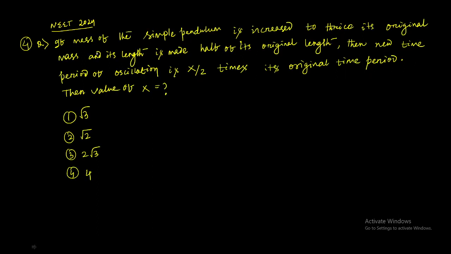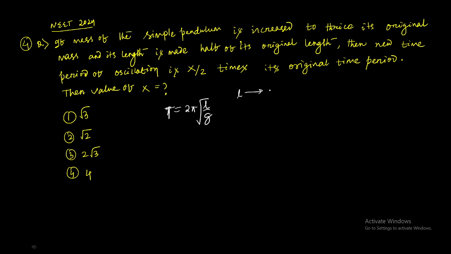Now question number 4. The mass of a simple pendulum is increased to 3 times its original mass and its length is made half of its original length. Then the new time period of oscillation is x by 2 times the original time period. So the original time period equals 2 pi root over L by g. See here there is no dependency on the mass. So whether you increase or decrease the mass, nothing is going to change about the time period of the simple pendulum. Only length is contributing here.